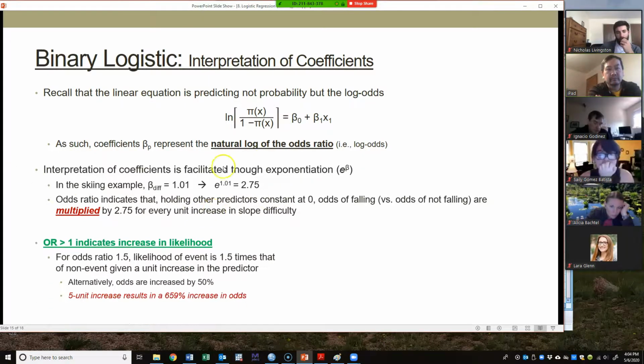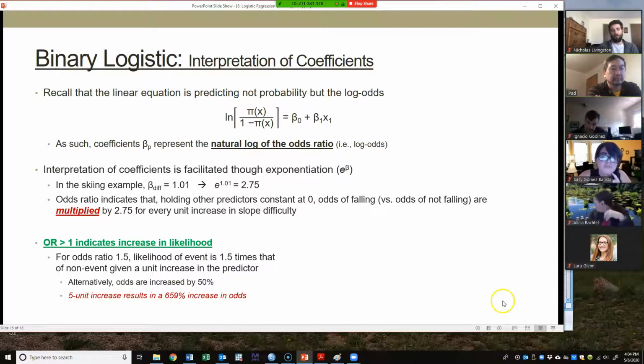And so if we're interpreting our odds ratios, if I have an odds ratio greater than 1, this indicates an increase in the likelihood of an outcome relative to my reference group. So if I have an odds ratio of 1.5, I'm saying the likelihood of an event is 1.5 times that of a non-event given a unit increase in my predictor, right?